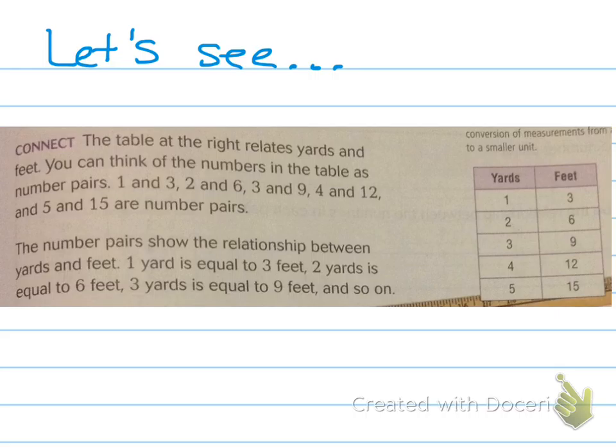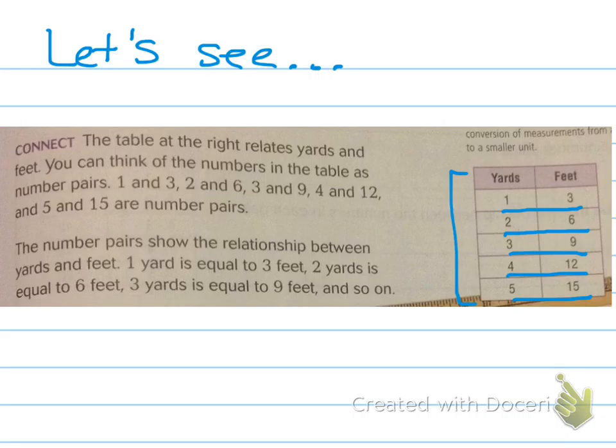The table at the right relates yards and feet. You can think of the numbers in the table as number pairs. 1 and 3, 2 and 6, 3 and 9, 4 and 12, and 5 and 15 are number pairs. The number pairs show the relationship between yards and feet. 1 yard is equal to 3 feet. 2 yards is equal to 6 feet. 3 yards is equal to 9 feet, and so on.